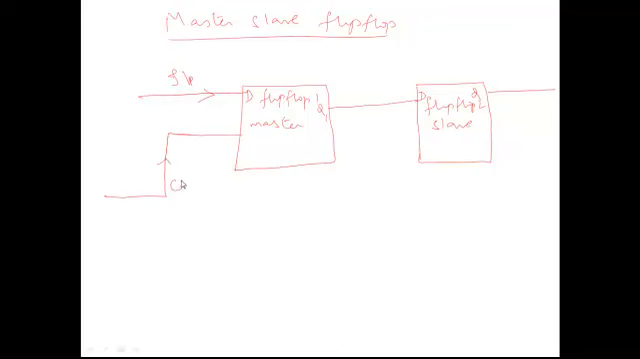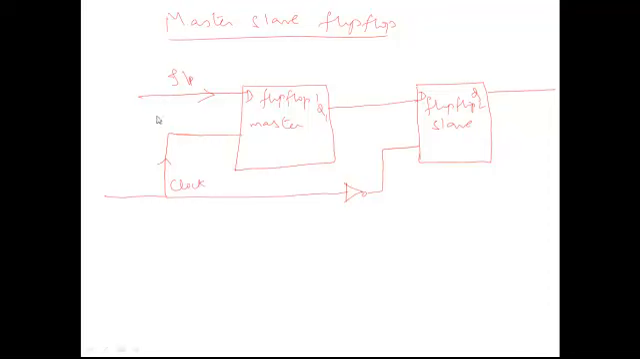This clock will be positive level triggered for the master and negative level triggered for the slave. It means that whenever the clock level is positive, the changes in the input will be reflected only in the master, and the slave will be inactive. Whenever there is a negative level, the master is inactive and the slave is active.